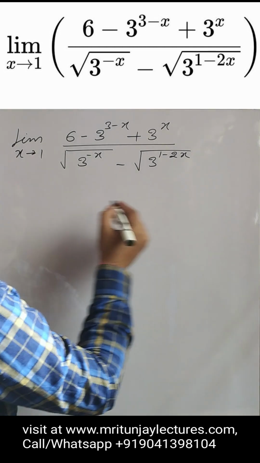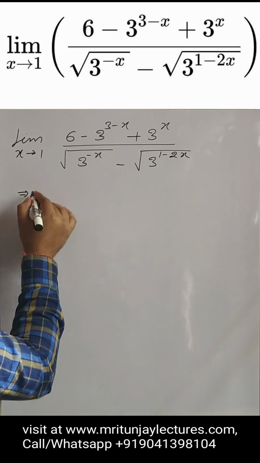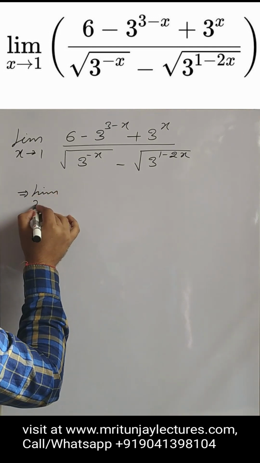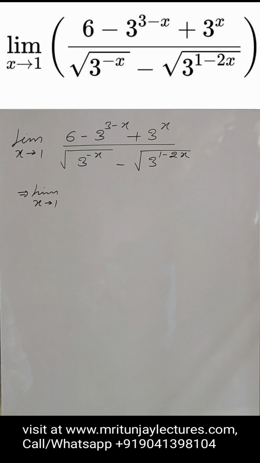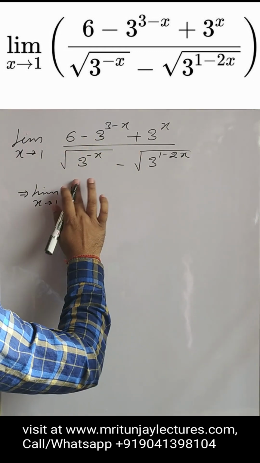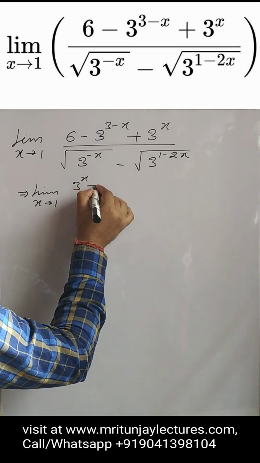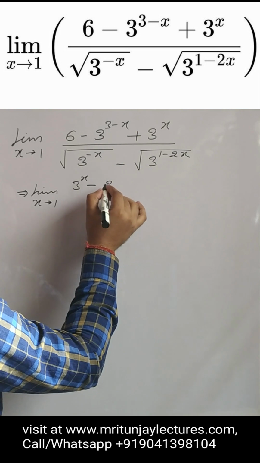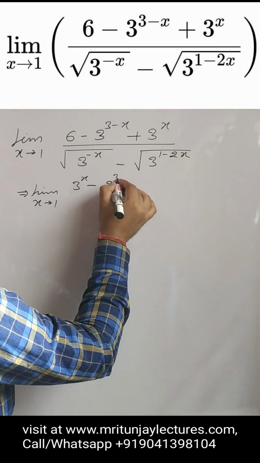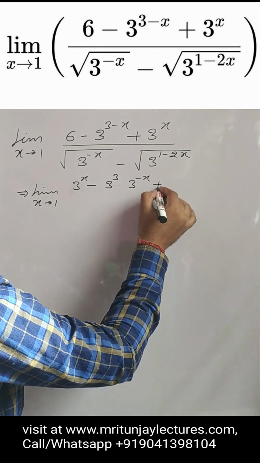Okay, so first of all, now our motto is to determine that value. First of all, the limit as x tends to 1. If you see very carefully, this one is written as 6. Better to write 3 to power x minus 3 to power 3 into 3 to power minus x plus 6.